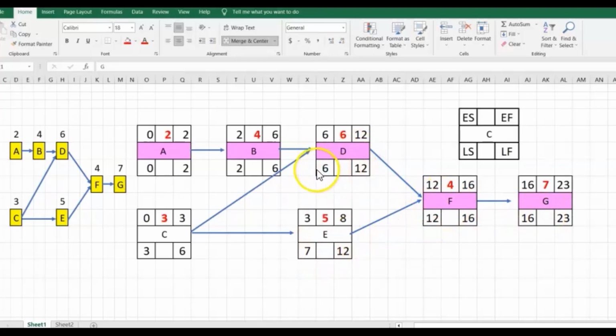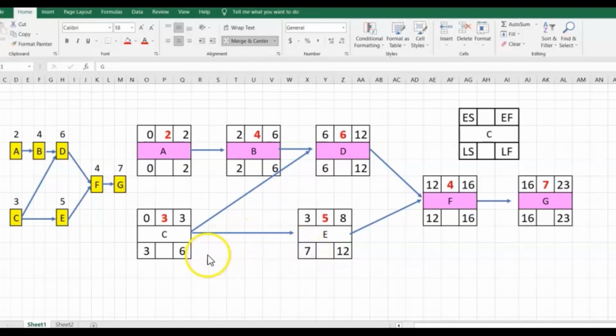So let's look at the difference between B and D. You have 12 minus 6 is 6. It means the late finish of B can be 6. 6 minus 4 is 2. And similarly, late finish of A is 2. 2 minus 2 is 0. Alright. But let us come between E and C. We said the late finish of E was 12. 12 minus 5 is 7.